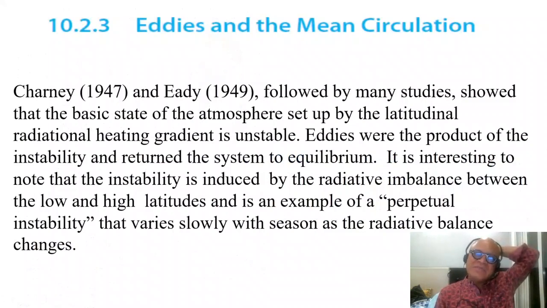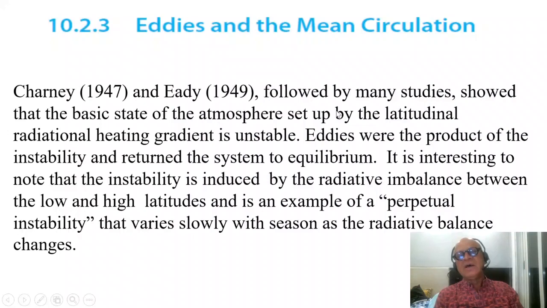Looking at the eddies and the mean circulation, we should then remember that Charney and Eady, and then many studies that followed, showed that the basic state of the atmosphere set up by the latitudinal radiational heating gradient is unstable. Eddies were the product of instability and returned the system to equilibrium. So there are many ways to say it.